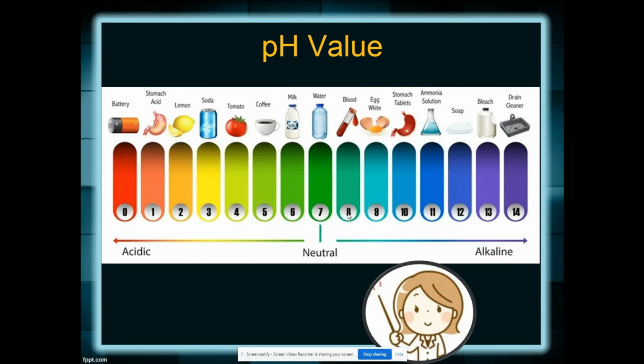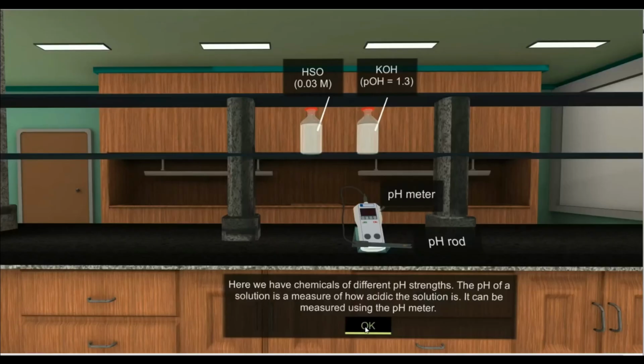As you can see here are different types of substances which we deal with almost every day in our life. So pH value is something which cannot be apart from our daily life. It's immersed into your life. So now we're going to apply what you have learned in theory in a virtual lab. Let me take you to the virtual lab. Let's look.